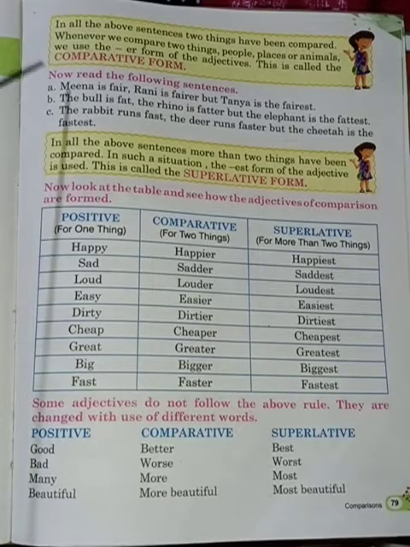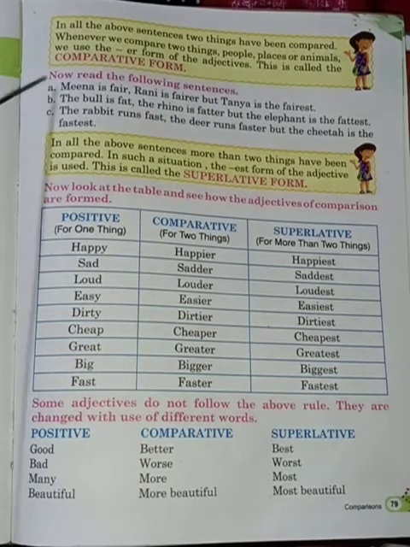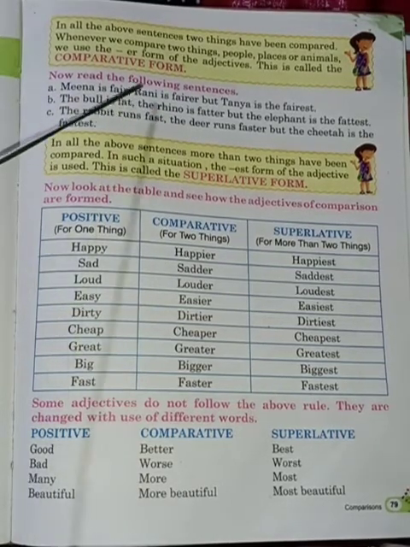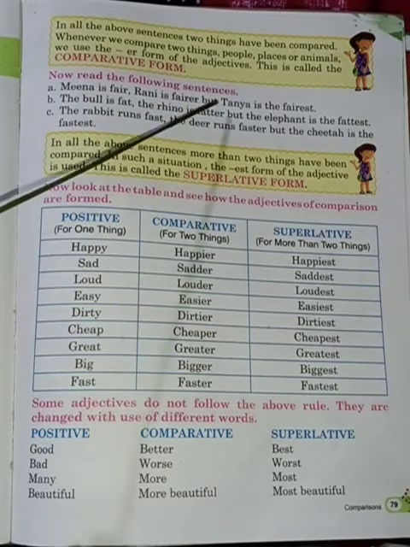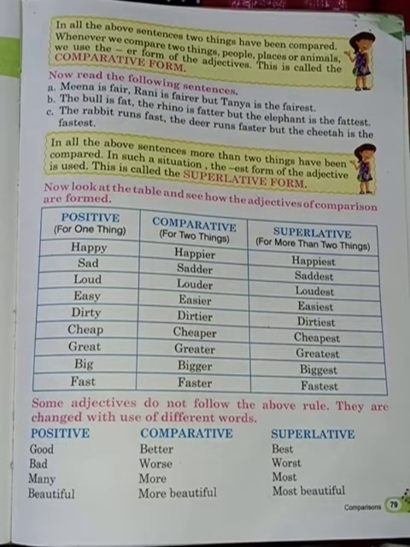Next, now read the following sentences. A. Meena is fair. Rani is fairer. But Tanya is the fairest. Means मीना गोरी है और मीना से गोरी रानी है, लेकिन मीना और रानी से भी गोरी तानिया है.